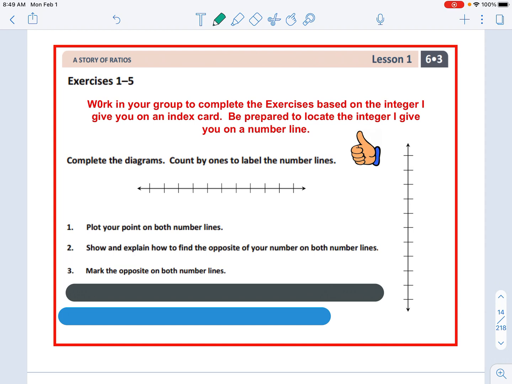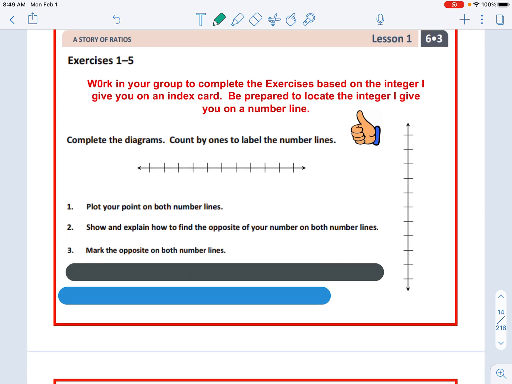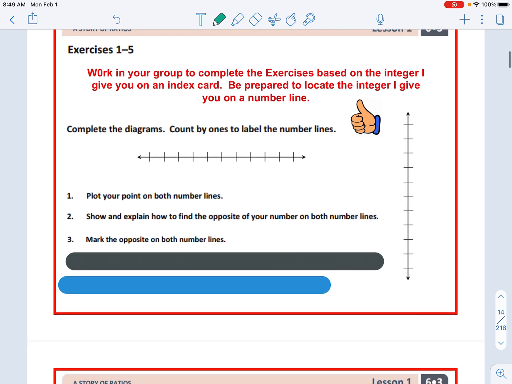It says, work in your group to complete the exercise based on the integer I give you on an index card. Be prepared to locate it on a number line. So let's say we have negative 3. We have negative 3. So it says plot your point on both number lines.